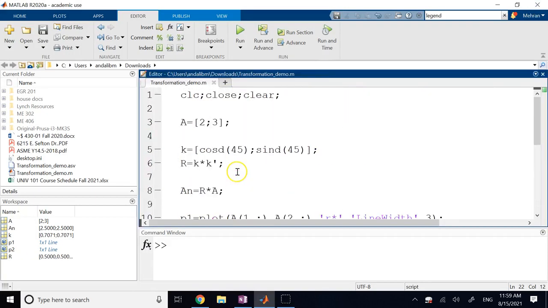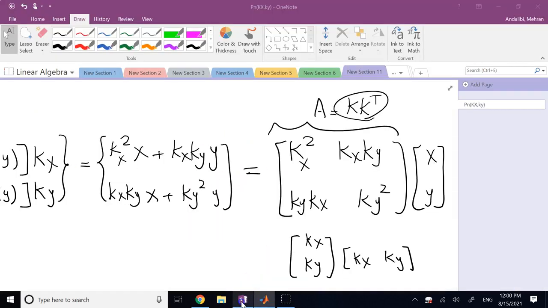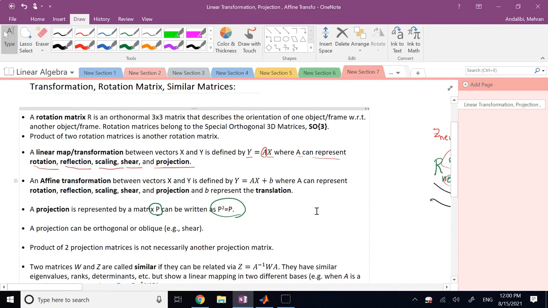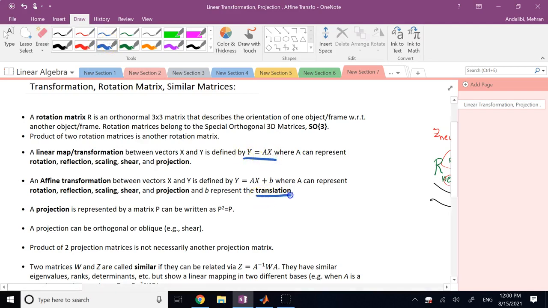So as long as you have the unit vector of that axis k in general, k times k transpose is going to be the reflection matrix. Okay, there we go. So we have the projection also covered. So a simple multiplication by a matrix, depending on how that matrix looks like, can give you rotation, reflection, shear, scaling, and projection. You can get all of them from a simple multiplication by a matrix. The only thing it doesn't give you is translation.